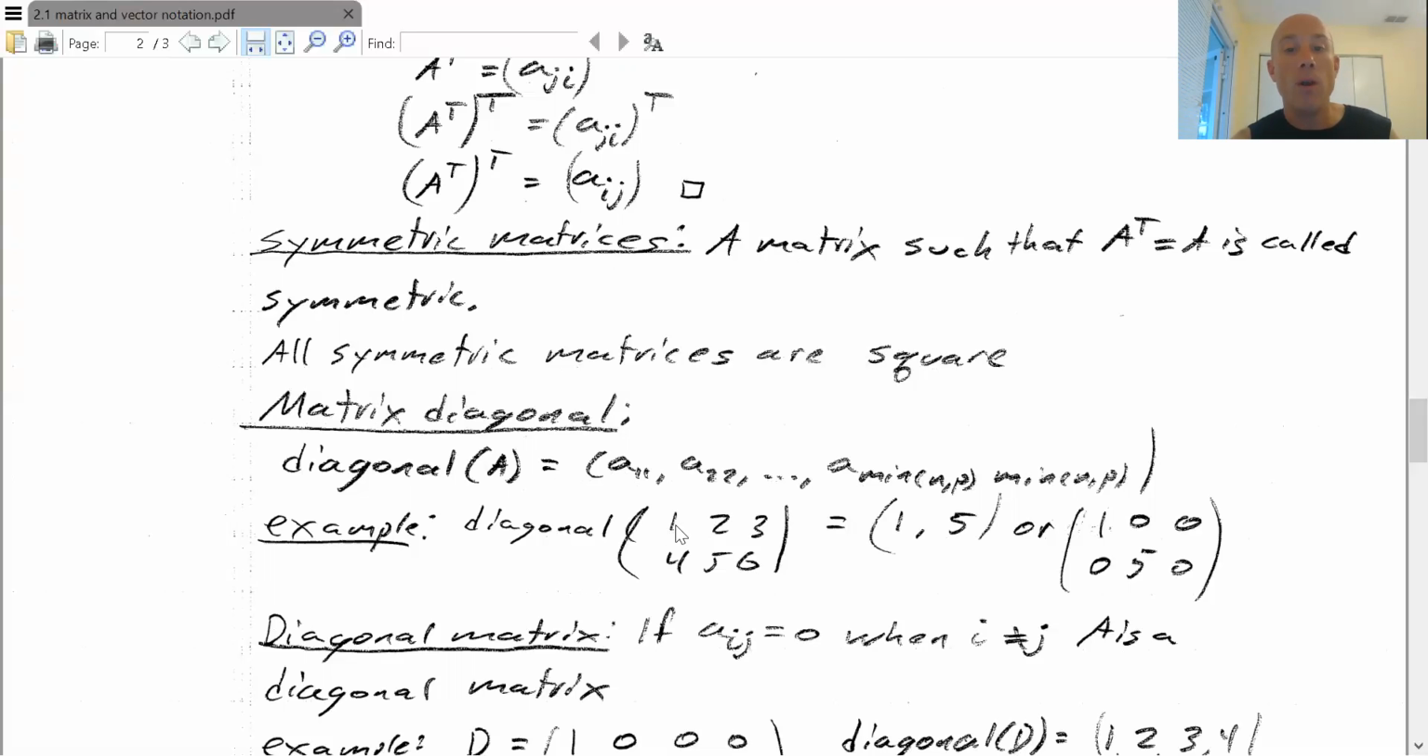All right, so here's an example. The diagonal of 1, 2, 3, 4, 5, 6 is just going to be 1, 5. You can see that a11 and a22 is 1, 5. Now, one thing you'll notice is that I've got 2 rows and 3 columns, so I need the subscripts to match, so I stop at 2 when I talk about a diagonal.